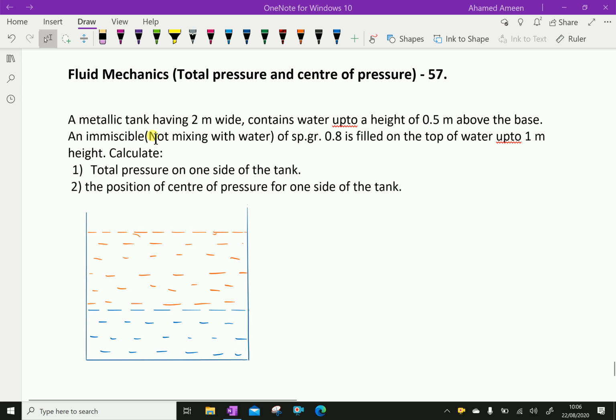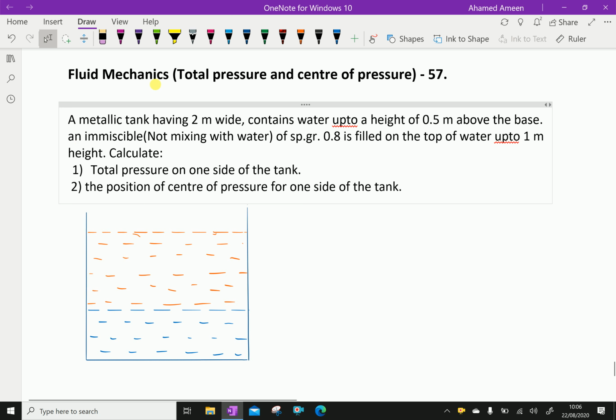In fluid mechanics, let us do an example problem regarding total pressure and center of pressure. A metallic tank, 2 meters wide, contains water up to a height of 0.5 meter above the base. Above the water, an immiscible liquid, not mixing with water, of specific gravity 0.8 is filled on top up to 1 meter height. Calculate the total pressure on one side of the tank and the position of the center of pressure for one side of the tank.